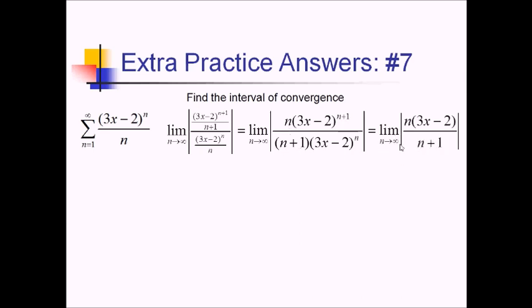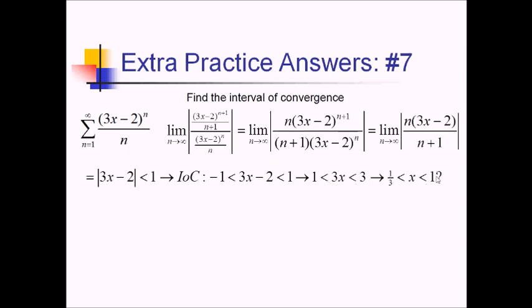As n approaches infinity, I can ignore this little plus 1, so the n's end up canceling, leaving me with just 3x minus 2 in the absolute value. We can set that less than 1. And now for the interval of convergence, I need to rewrite this without absolute value. So I have negative 1 less than 3x minus 2 less than positive 1. Add 2 to both sides. We've got 1 less than 3x less than 3. Dividing all these things by 3, we've got 1/3 less than x less than 1.